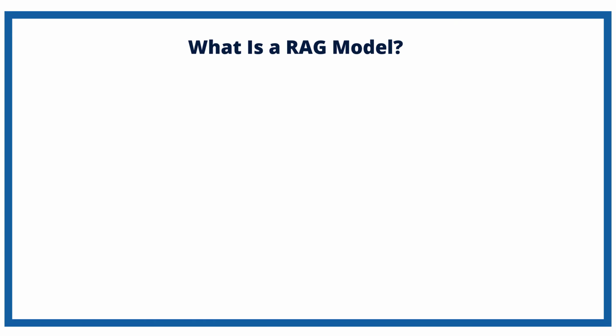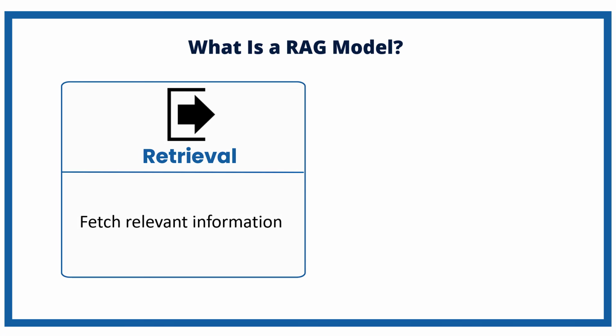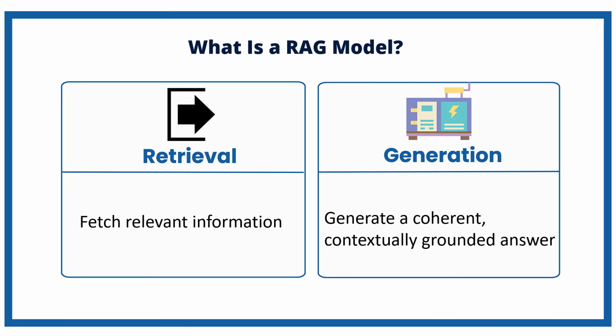Before going into evaluation of RAG, let us quickly discuss a few fundamental concepts. At its core, a RAG system works in two main steps. Retrieval: the system fetches relevant information from a document store, vector database, or external API based on the user's query. Generation: the language model uses that retrieved information to generate a coherent, contextually grounded answer. So, instead of relying solely on its pre-trained knowledge, the RAG system can augment its responses with up-to-date and domain-specific data.